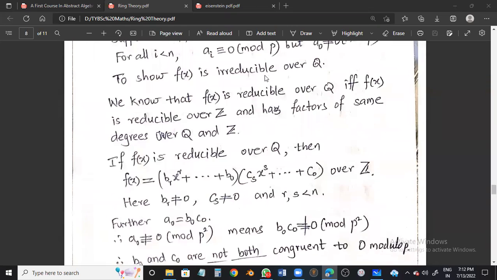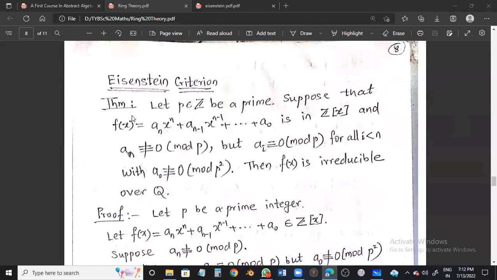What this criterion tells us, you can see once again, you have to search such a prime P. Let P belonging to Z be a prime. This is your general polynomial in Z[x]. Now, the leading coefficient an is not divisible by P, but all other coefficients are divisible by P. And one more thing, the constant term is not divisible by P square. If this happens, then directly we can decide that f(x) is irreducible over Q.